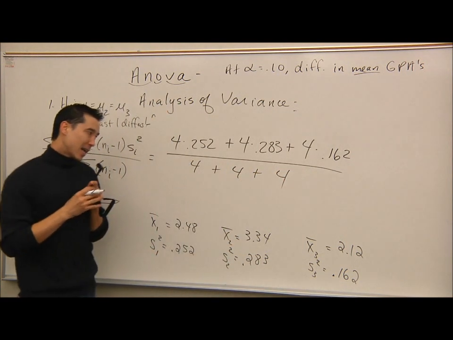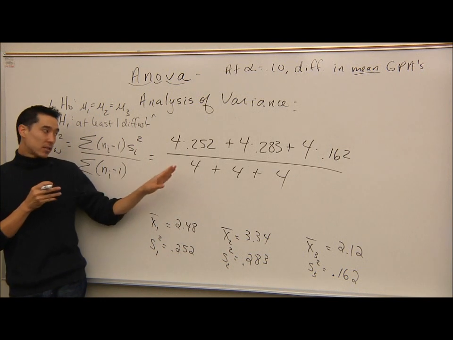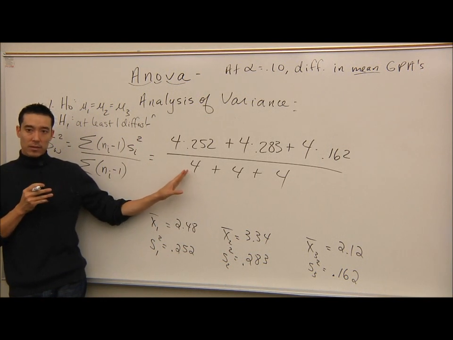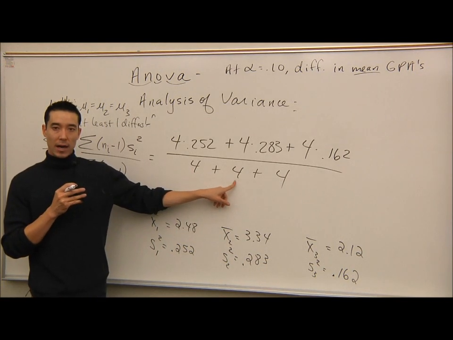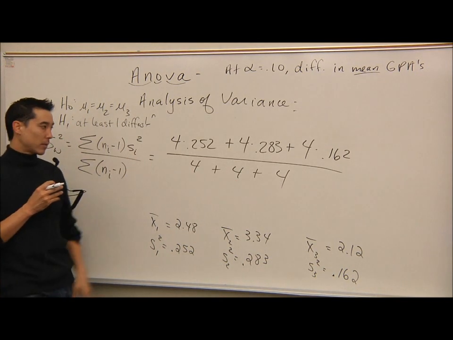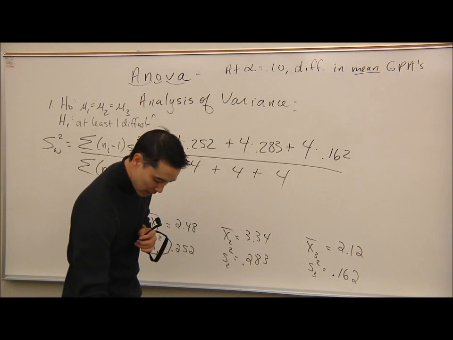Okay? We kind of got lucky in this problem in that they all have the same numbers in each sample. But obviously, if there were 8 in the first sample, then this would be 7, right? If there were 10 basketball players, then this number would be 9, just whatever n minus 1 is. Okay? Okay, let's all calculate this real fast, and that'll give us our SW squared.